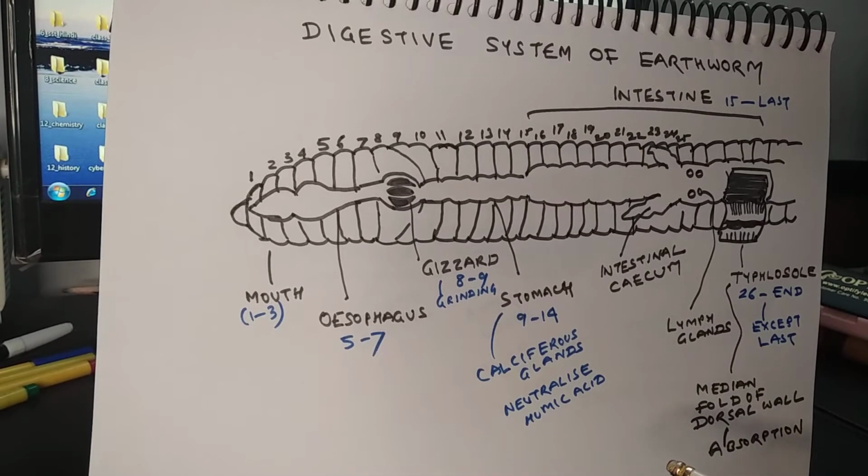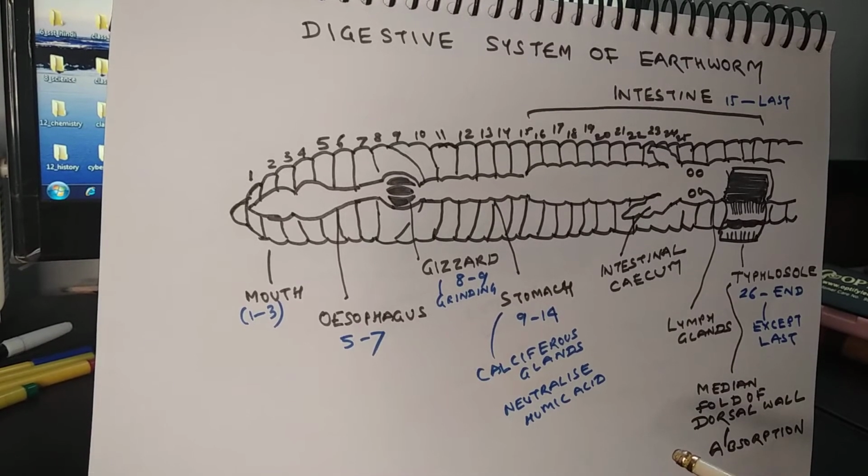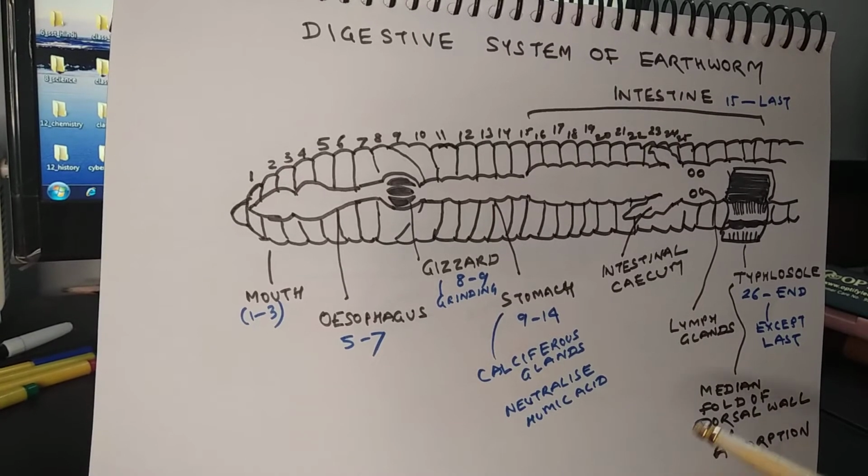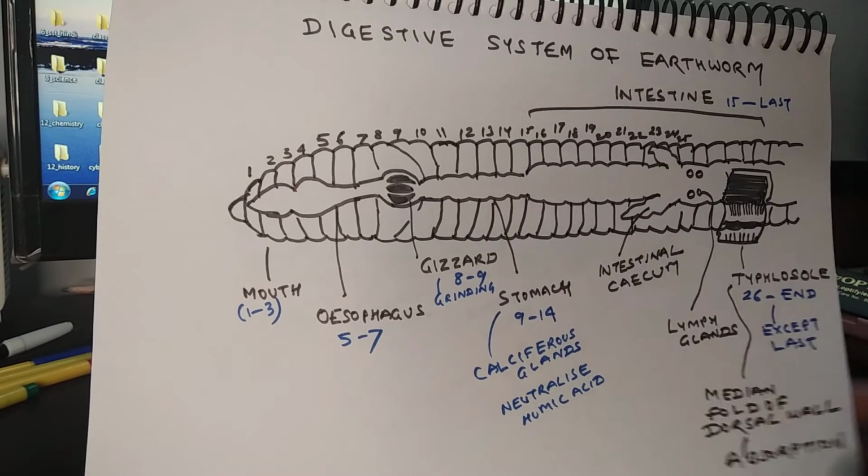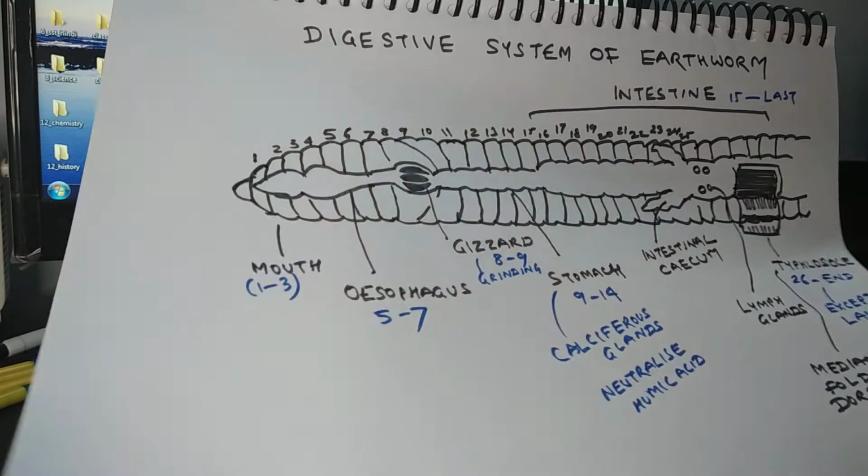The typhlosole works in the same way as villi work in small intestine of human digestive system, that is absorption of food. So that's all about the digestive system of earthworm.